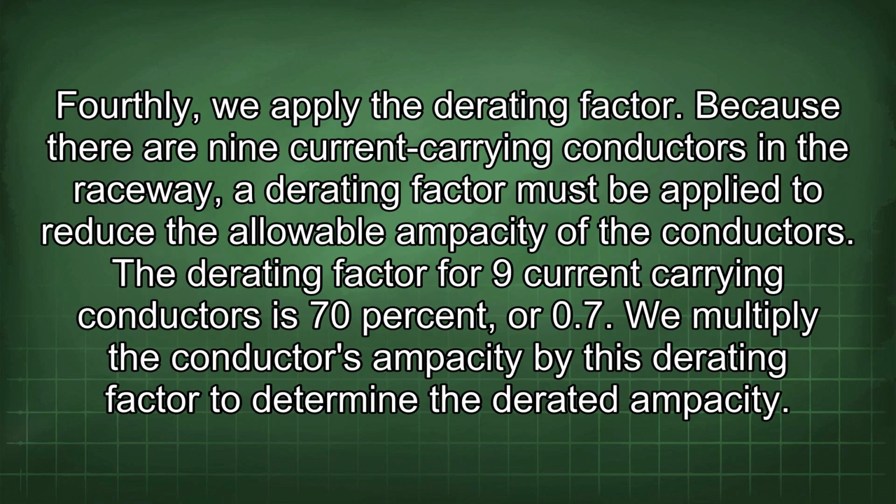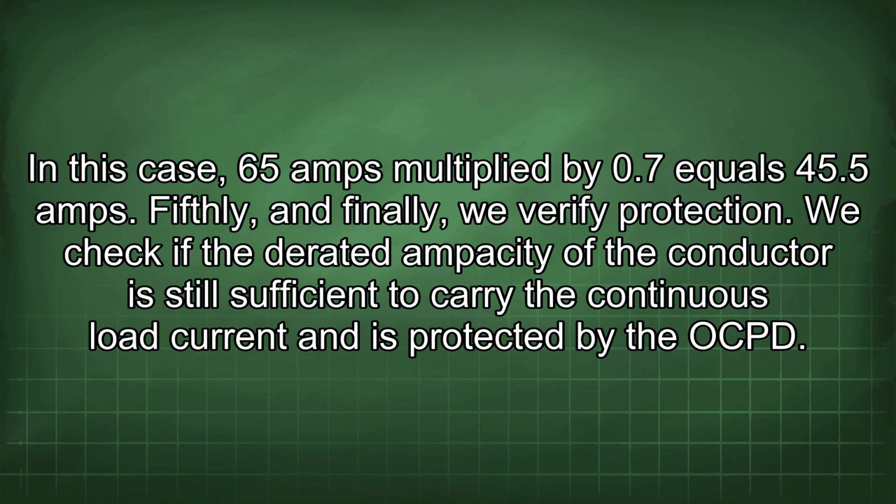Fourthly, we apply the derating factor. Because there are 9 current-carrying conductors in the raceway, a derating factor must be applied to reduce the allowable ampacity of the conductors. The derating factor for 9 current-carrying conductors is 70%, or 0.7. We multiply the conductor's ampacity by this derating factor to determine the derated ampacity. In this case, 65 amps multiplied by 0.7 equals 45.5 amps.